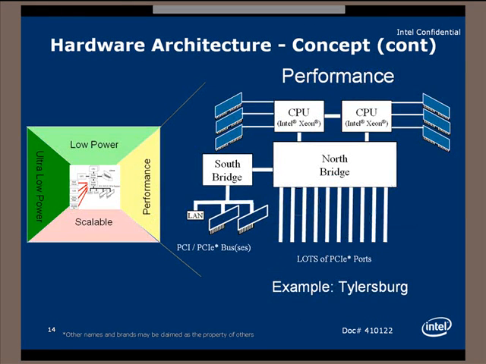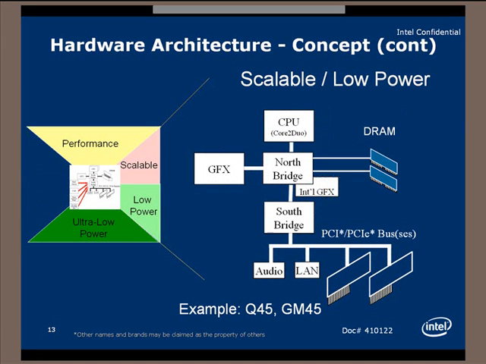This is kind of showing how the various components break up for the various segments. So here's our scalable and low power, very classically what was presented on the earlier page: CPU, North Bridge, South Bridge type of setup. The DRAM interface on this is usually very high performance, dual channel, sometimes more, of DDR2, DDR3.